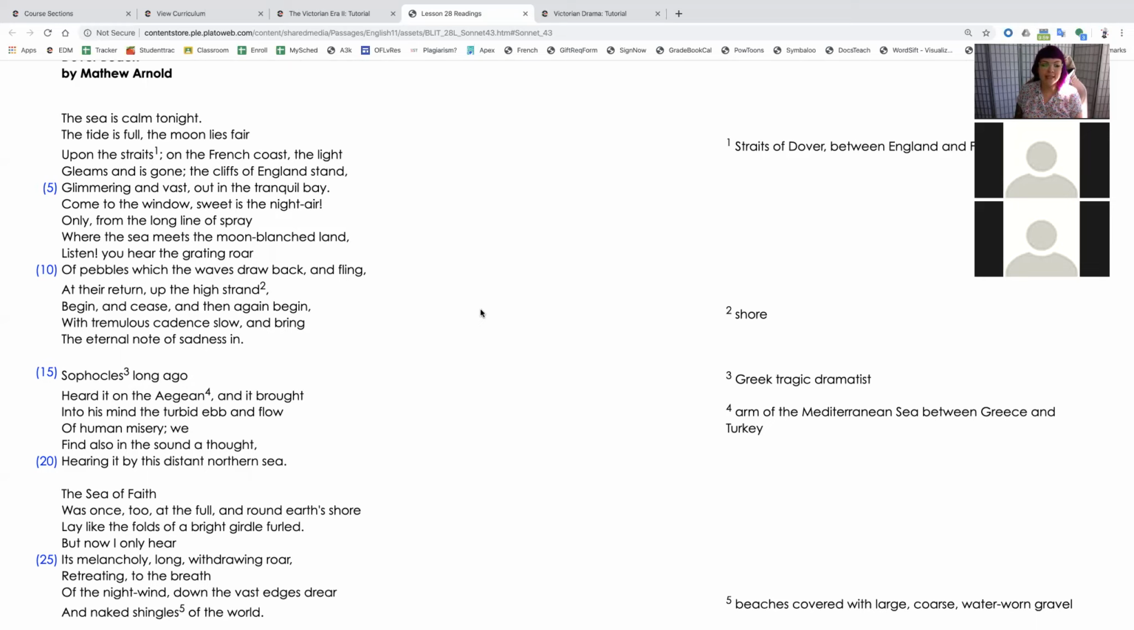Sophocles, who's a Greek tragic dramatist, wrote plays long ago, heard it on the Aegean, and it brought into his mind the turbid ebb and flow of human misery. We find also in the sound a thought, hearing it by this distant northern sea.